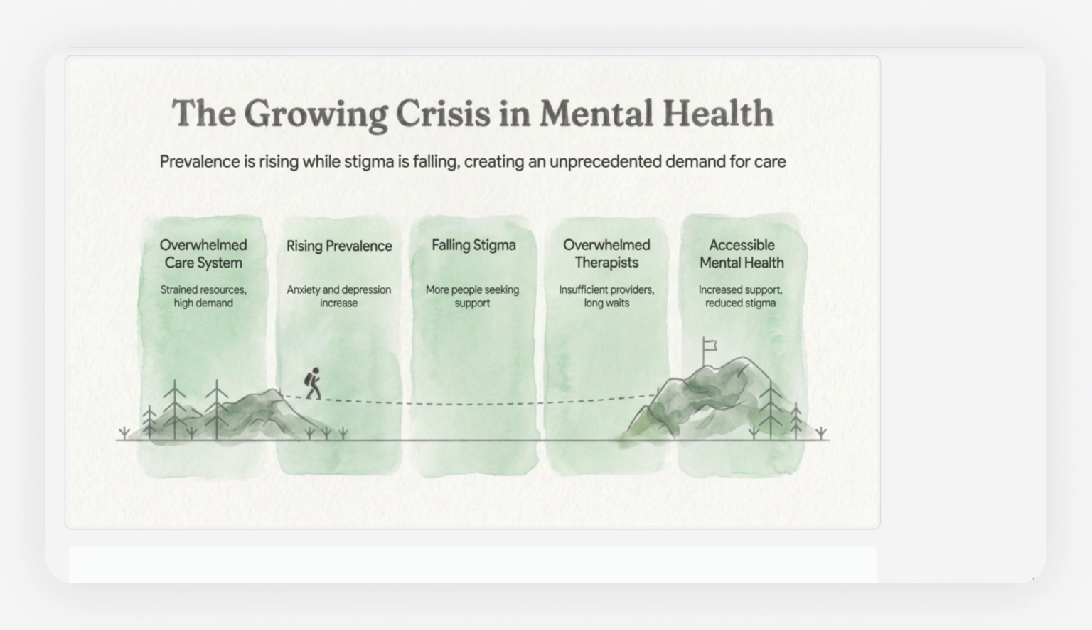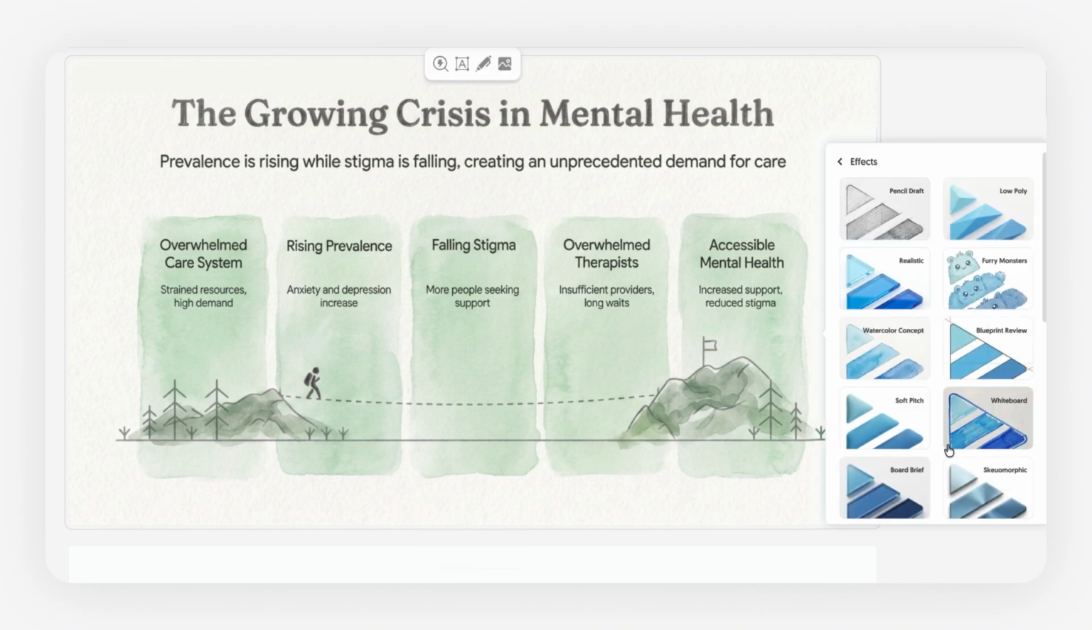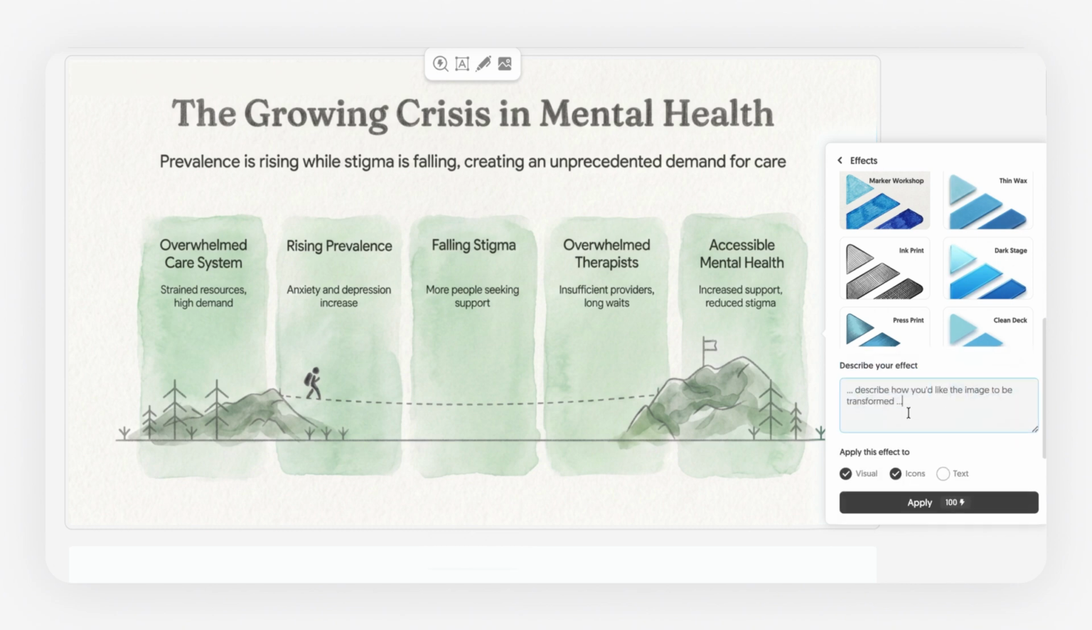Still not seeing what you want? Just type a prompt. Describe the vibe you want, and Napkin will generate a custom effect tailored to your presentation.